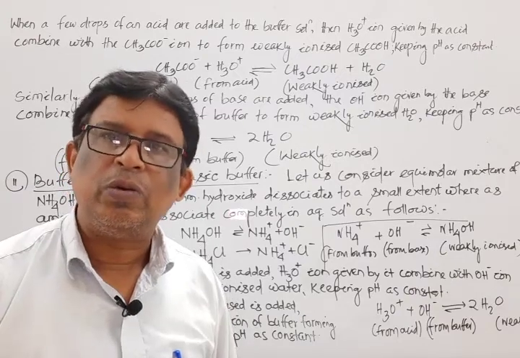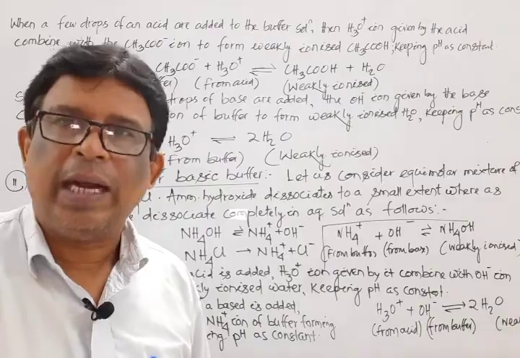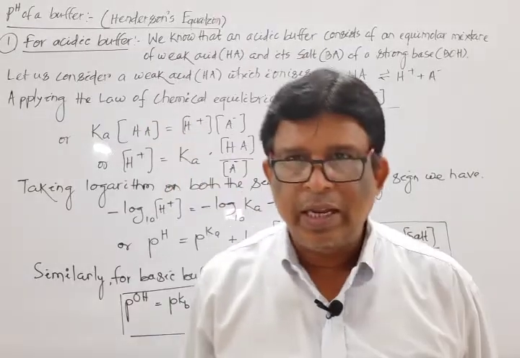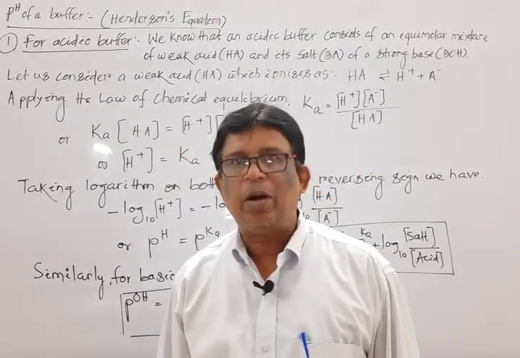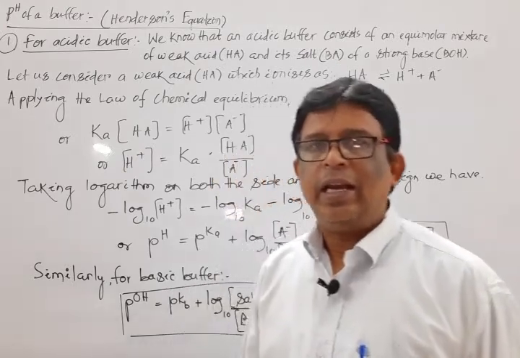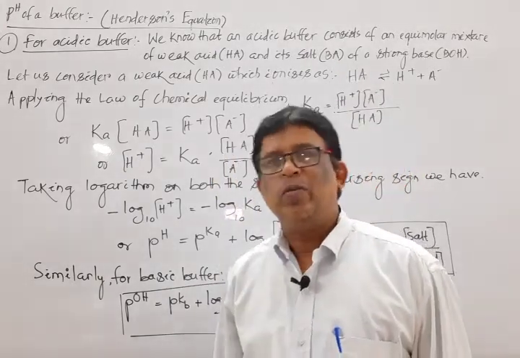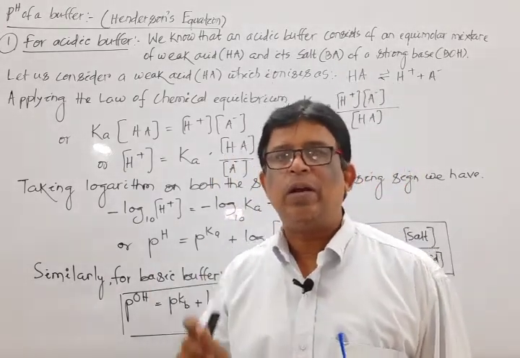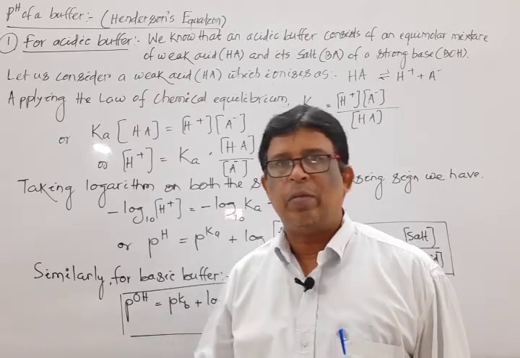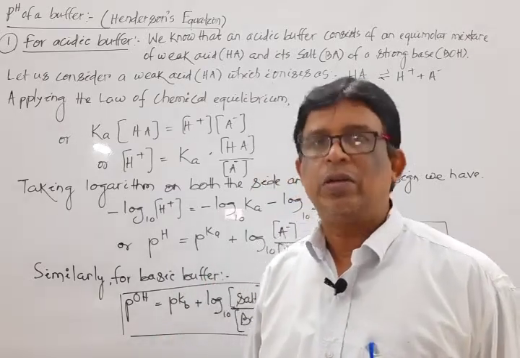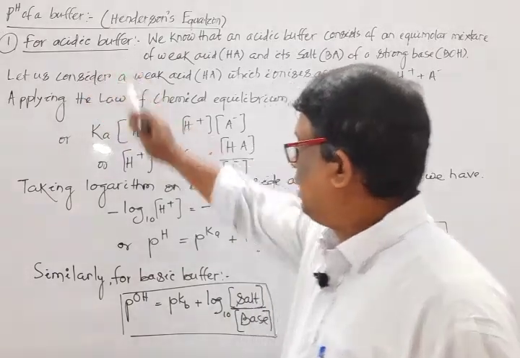Next we switch over to the pH of a buffer, or Henderson equation. Next one is pH of a buffer or Henderson equation. Again, it can be derived in two ways, one for pH of an acidic buffer and one for pH of a basic buffer. So we calculate the Henderson equation in two different ways. Mark that, first for acidic buffer.